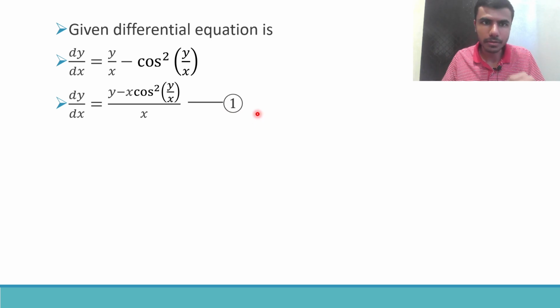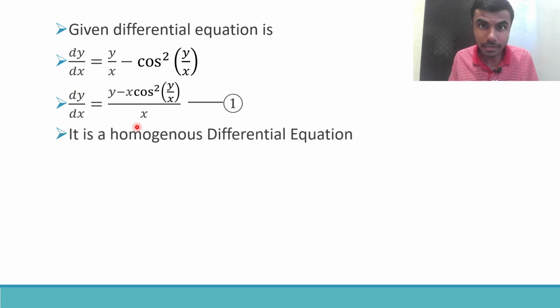Now why did I do this? If you observe, this is like dy by dx is equal to a function in the numerator divided by another function in the denominator. The function in the numerator is a homogeneous function of degree 1. Likewise, the denominator is also a homogeneous function of degree 1. Whenever both the numerator and denominator are homogeneous functions of the same degree, and we have dy by dx on the LHS, then this equation becomes a homogeneous differential equation.